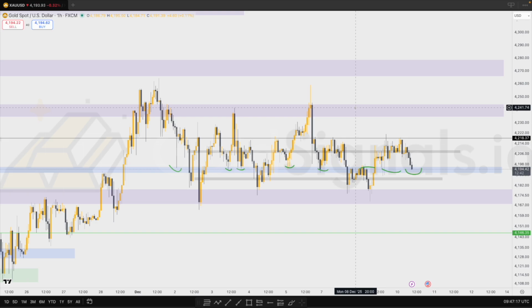And then it will be the same for this topside resistance of around 4,240. If we see a clean break of that, so looking for anywhere above 4,244, and we see a candlestick finish above that, we're then going to expect price to push to our next point of interest of 4,270. So yeah, like I said, that's pretty much it for our midweek technical analysis video.